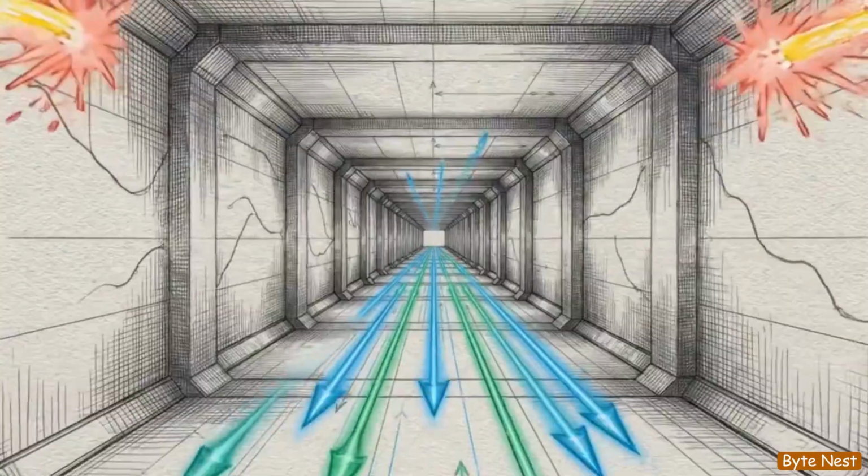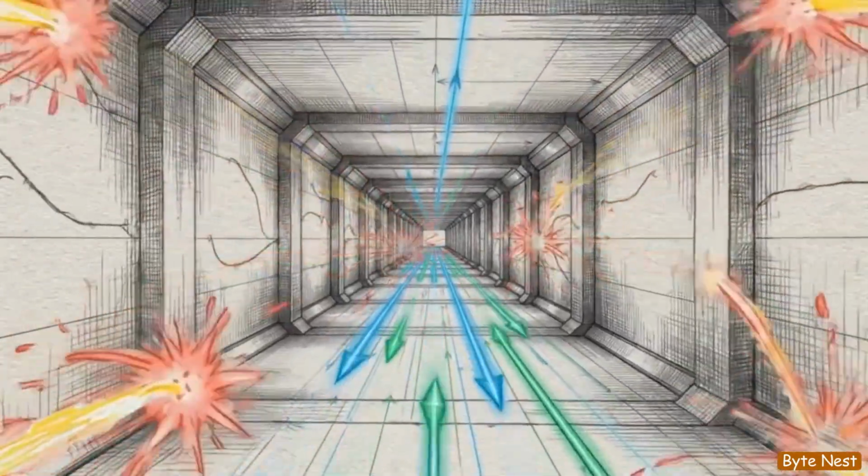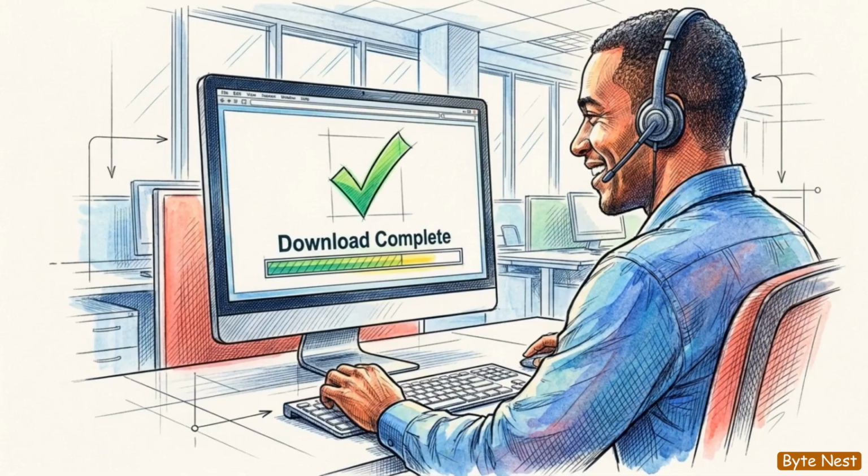We have come a long way from the early days of hubs blindly shouting data down the hallway. The network switch is why your office network stays fast and orderly, quietly making sure every piece of data finds its way to the right person.